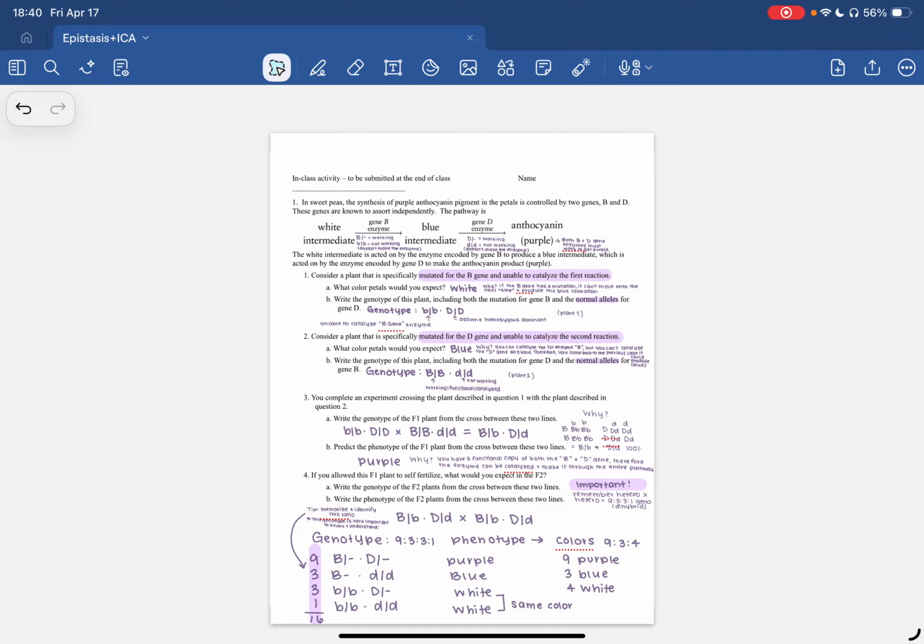Don't forget, when you're writing out both the genotypes and the phenotypes, to label. So make sure you put your 9 next to your correct genotypes. The same goes for phenotype. If you're just writing the colors and you write 9 to 3 to 4, make sure to label them like they are right here, so the person grading it knows which color is represented by the 9, which by the 3, and which by the 4.